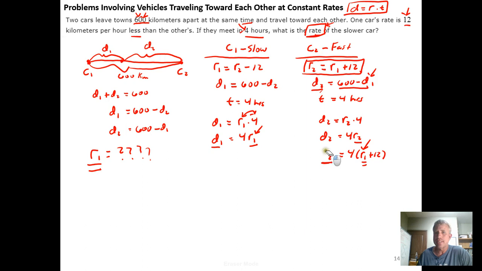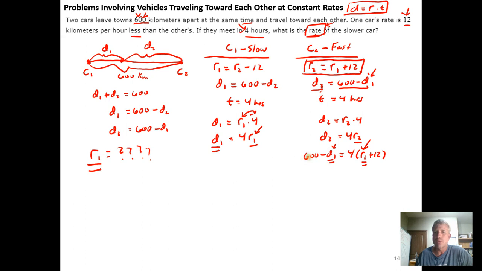So I'm going to replace this distance 2. I'm going to make a substitution and say, distance 2 is the same as 600 minus distance 1. Now I have 2 variables going on. The variable I want, the rate of the slow car, and distance 1. So now if I can isolate distance 1, I can set 2 equations equal to each other.